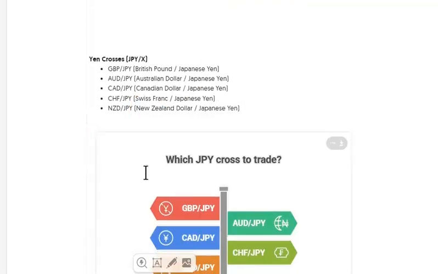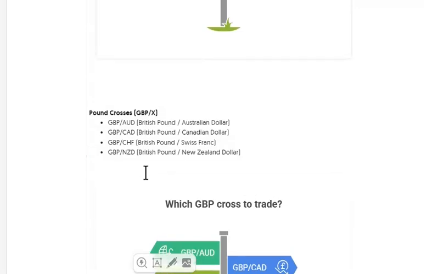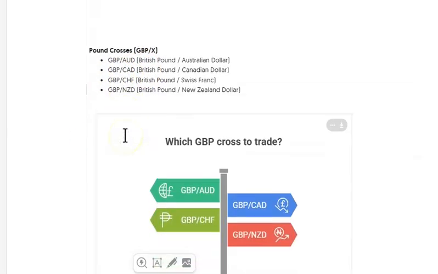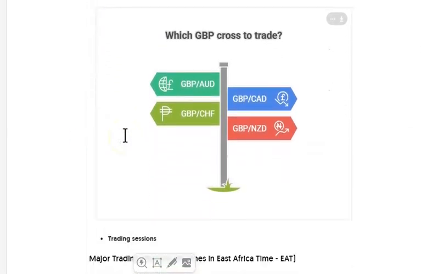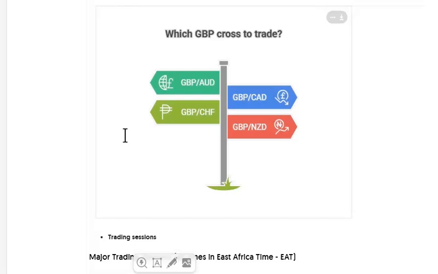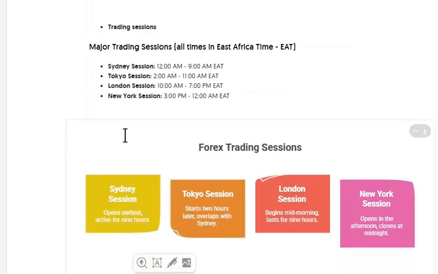We also have a category where we have the pound crosses or GBP crosses. That is GBP/AUD, GBP/CAD. There are also very many, and I think this is something simple that you should know, but you should not just stay on that so much. It's just something that is fundamental for you to understand.